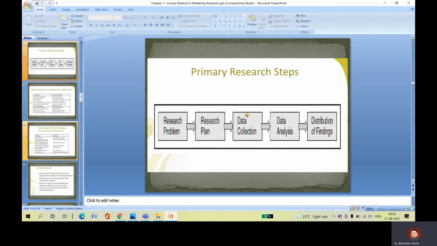So after that, findings we need to put in: findings, suggestions, recommendations and conclusion. So this is the final step. These are the primary research steps we need to do for your requirements.